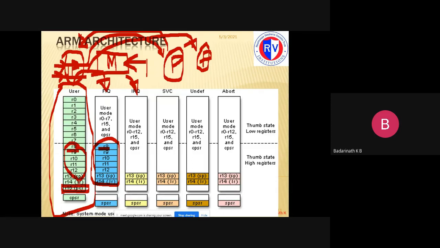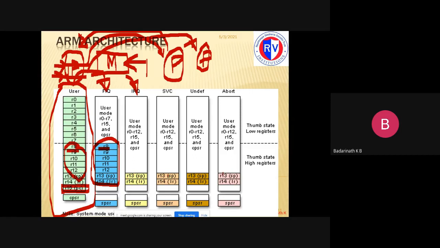You come back because R13 and R14 of this program are different. Only to increase the throughput to some extent, they provided a dedicated R13 and R14 in every mode. Now how many extra are there? So now 7 extra were there.